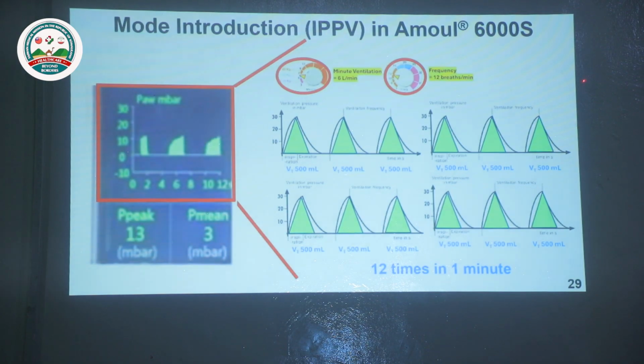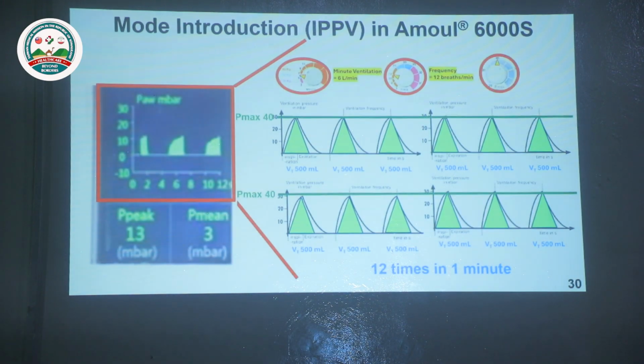But because we set the frequency, the respiratory rate, around 12 breaths per minute, it means that in 1 minute we can see 12 green triangles over here. And if we add another setting, the pressure limit around 40, it means that each triangle, the peak of the triangle, should not be more than 40.